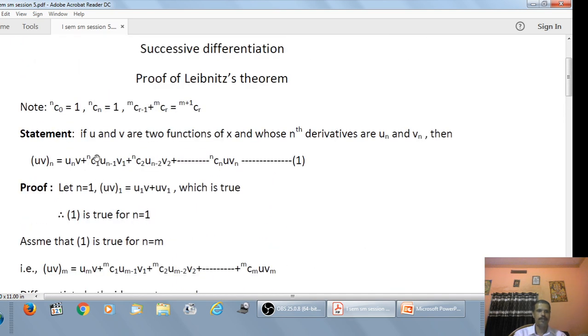In the second term of equation 1, when n is replaced by m plus 1, it becomes m plus 1 minus 1, that is m, u_m into v1. So in the second term, collect the terms u_m v1.